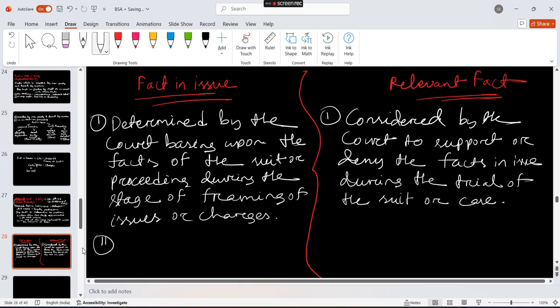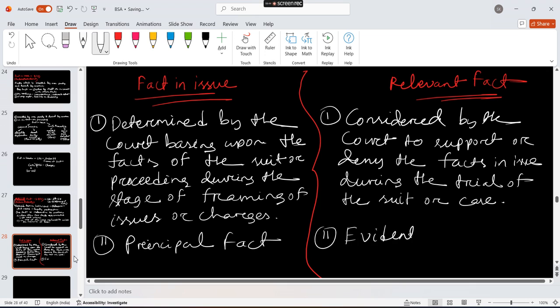And the second difference between those two is, the first category of fact, the facts in issue, are called principal facts, because this is like the core fact from which everything started. And secondly, the relevant facts are called evidentiary facts. Okay.